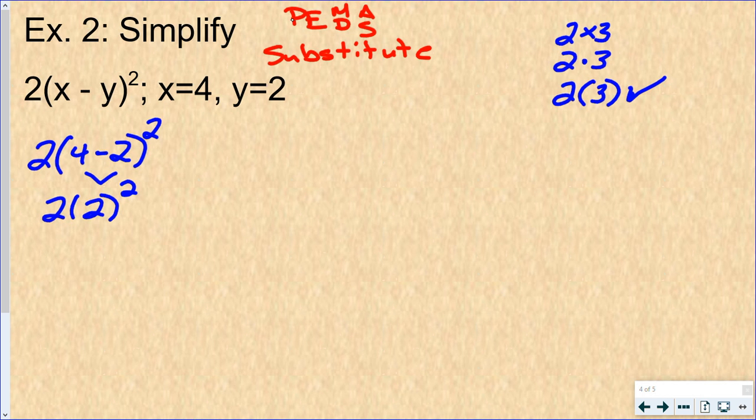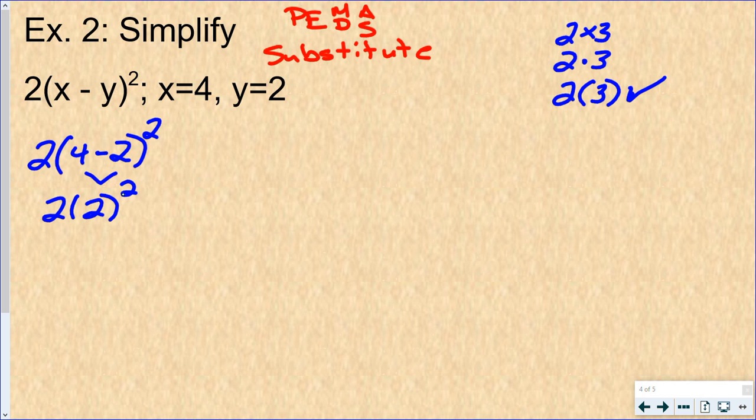All right, so go back to PEMDAS. Are there parentheses? No. Some of you will say, well, there are parentheses right here. Well, those parentheses are just here to show multiplication. There's nothing to do inside of the parentheses. There's just a number there. So no parentheses.